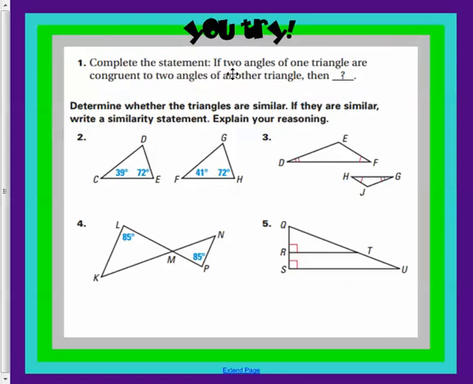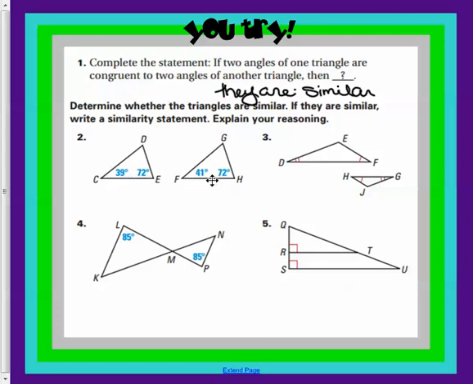All right, complete the statement. You try these 5 questions for me, and I'll be back in just a second to show you what I did. Okay, complete the statement. If two angles of one triangle are congruent to two angles of another triangle, then they are similar. Determine whether the triangles are similar. If they are similar, write a similarity statement.